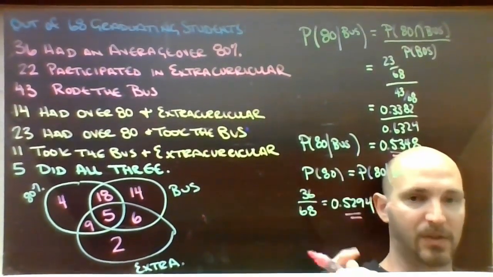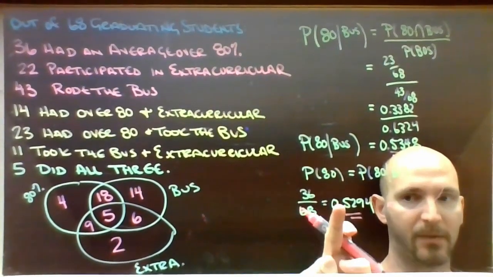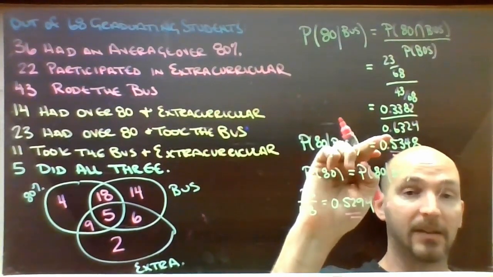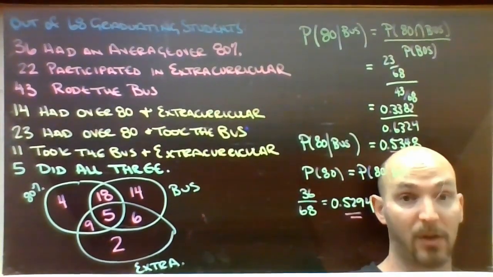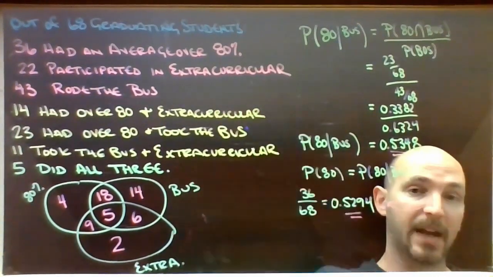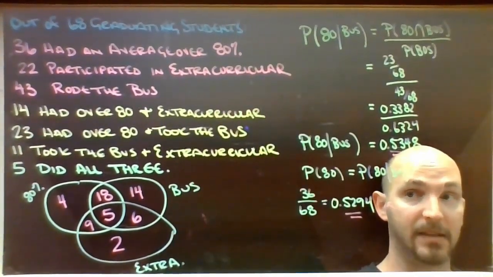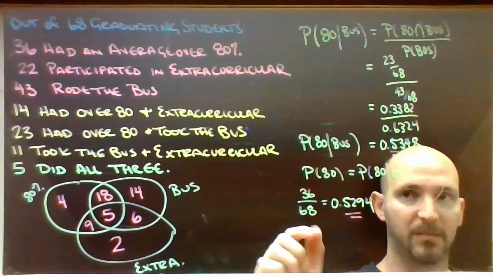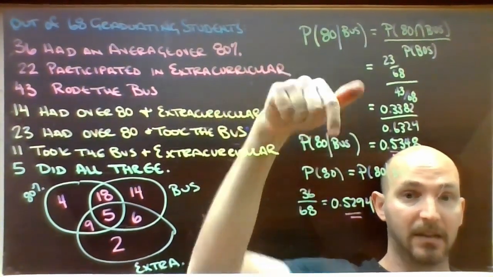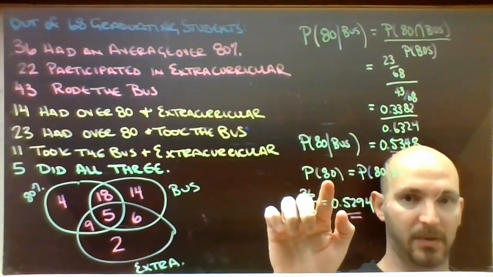Now if you look at those two things, if I rounded this to only 2 decimal points, it would round to 0.53. If I rounded this to only 2 decimal points, it would also round to 0.53. So calculating it this way also provides some evidence that these two things are independent, because the probability of A given B is equal to the probability of A.